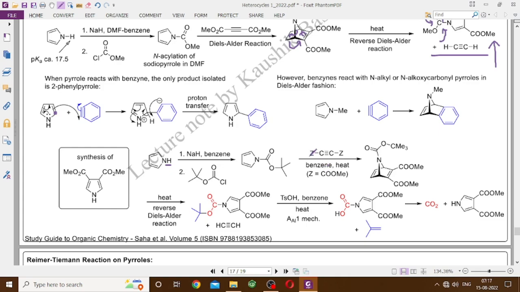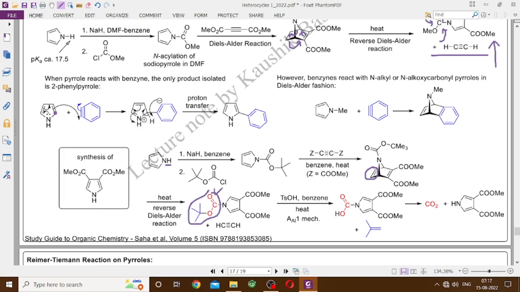Now we react it with the DMAD. Because the electron withdrawing group is present here, Diels-Alder reaction will take place. After Diels-Alder has happened, you can heat this reaction mixture so that you get the reverse Diels-Alder reaction, where acetylene is eliminated from this side, and you are left with a carbamate derivative, the so-called urethane, where if you can somehow manage to knock out this group, your transformation is complete. That is done with tosic acid in benzene, and that's an AAL1 cleavage.